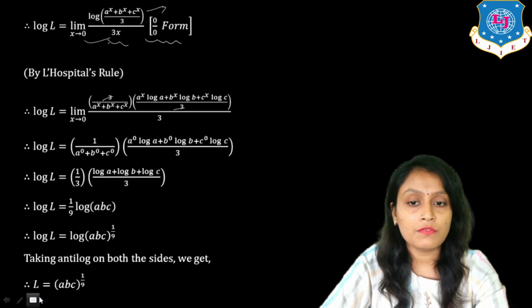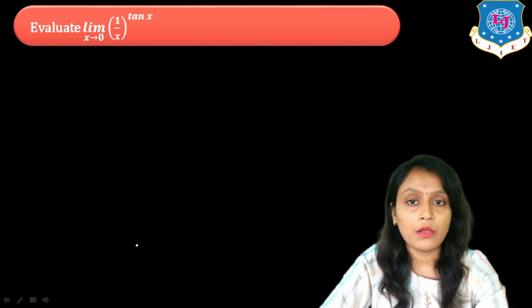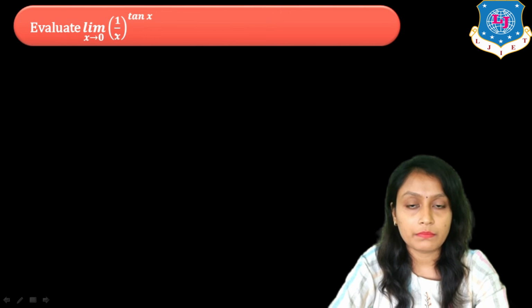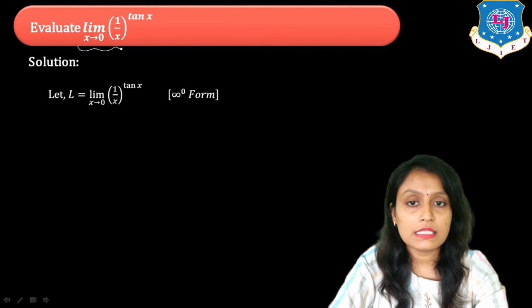Okay, so this is what we want to prove. Now let's begin with another example. Limit x tends to 0, (1 upon x) raised to 10x. So consider this limit as L. And if you substitute x is equal to 0, so 1 upon 0, that is infinite, and 10 into 0 is 0, so you will get the form infinite raised to 0.